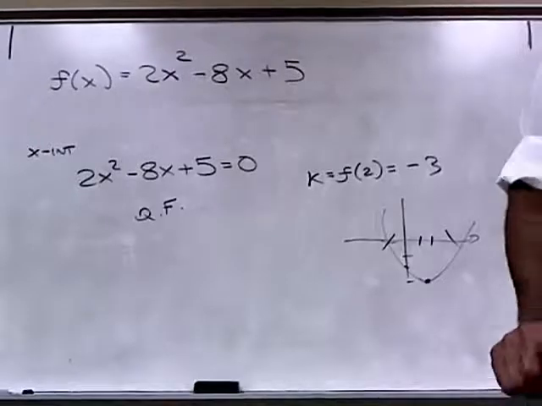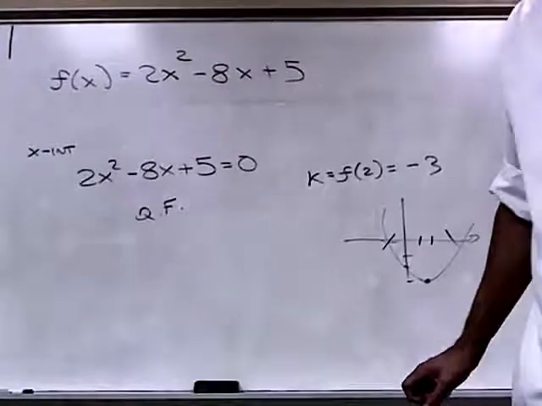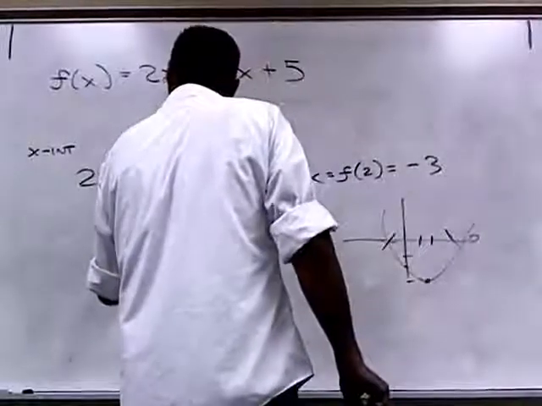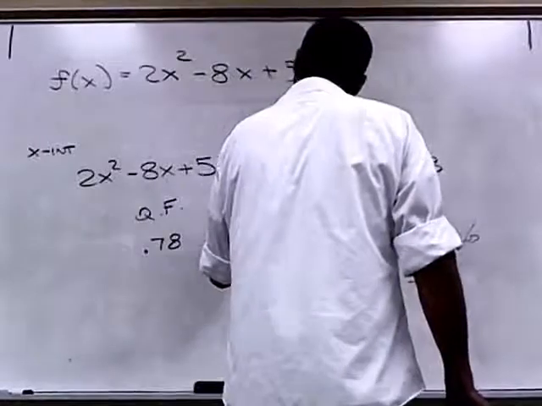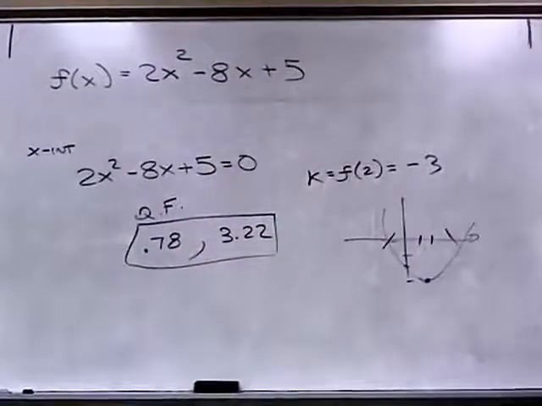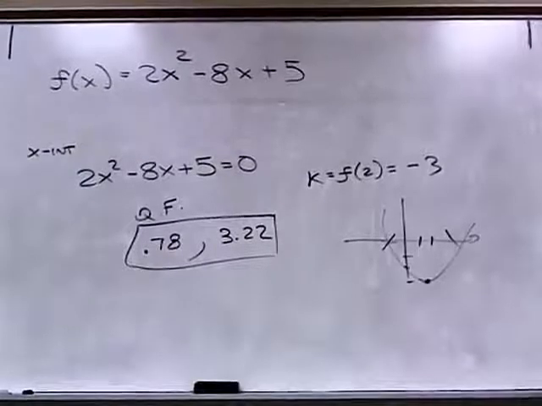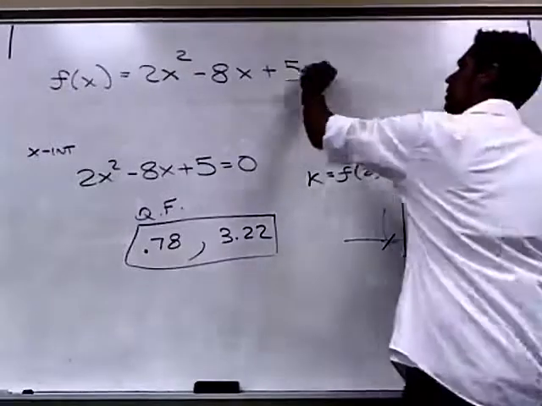I'm getting 0.78 and 3.2. 0.78 and 3.22 are my 2 x-intercepts. What do you find after x-intercepts? Y-intercepts. How do you find the y-intercept? F of 0, right? So plug 0 into the function and you get 5.